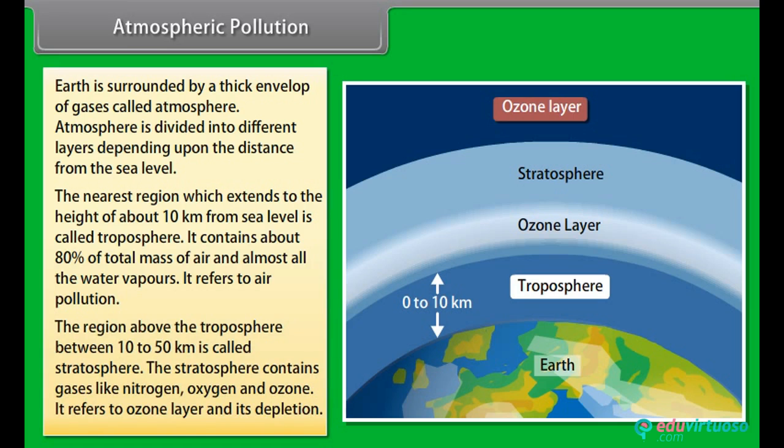The region above the troposphere between 10 to 50 km is called stratosphere. The stratosphere contains gases like nitrogen, oxygen and ozone. It refers to ozone layer and its depletion.